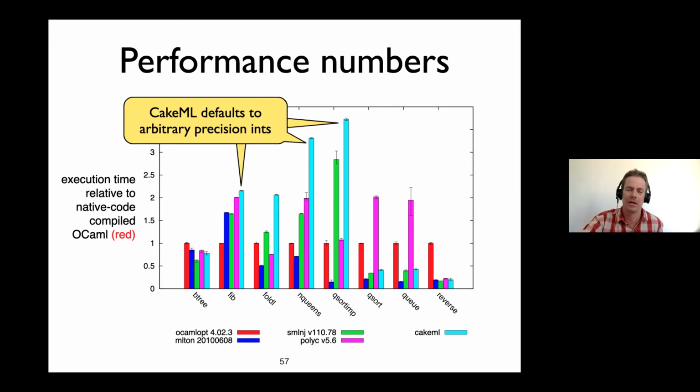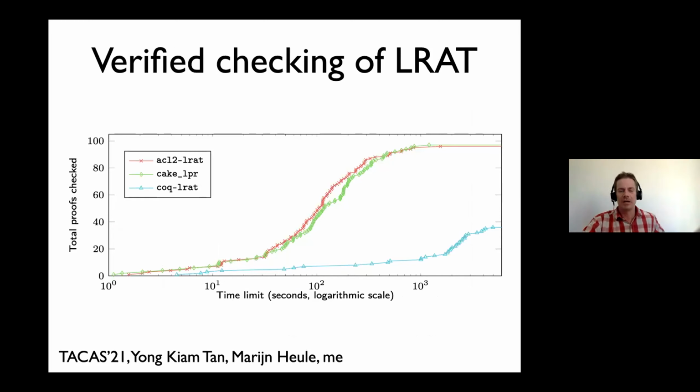And speaking of, I'll have to skip these, I'm afraid. Speaking of applications, so here is the performance of the LRAT checker that Young-Kiam worked on using the CakeML tools. So here is a performance comparison of 3 different LRAT checkers. So here we have CakeML is the green one, an ACL2 verified checker is the red one, and a Coq verified checker is the blue one here.